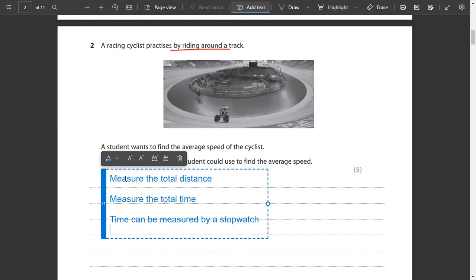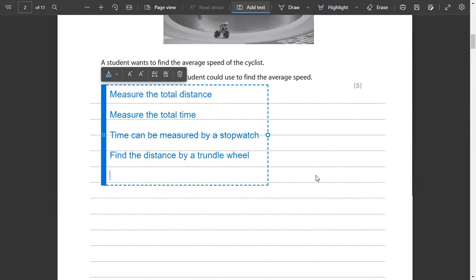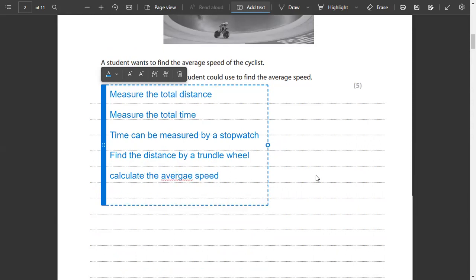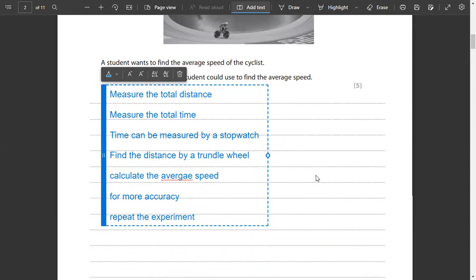आप starting और stopping time देख लें, initial time और final time. इसके अलावा you can also find the distance by a trundle wheel. ठीक है, उस तरह आपके पास लेंथ आ जाएगी. Now when you have the distance and the time, you can calculate average speed. But this is not enough. For more accuracy, repeat the experiment. Repeat the experiment more than 3 to 4 times. You have 3 to 4 times ले लेंगे, then get an average value by finding mean.